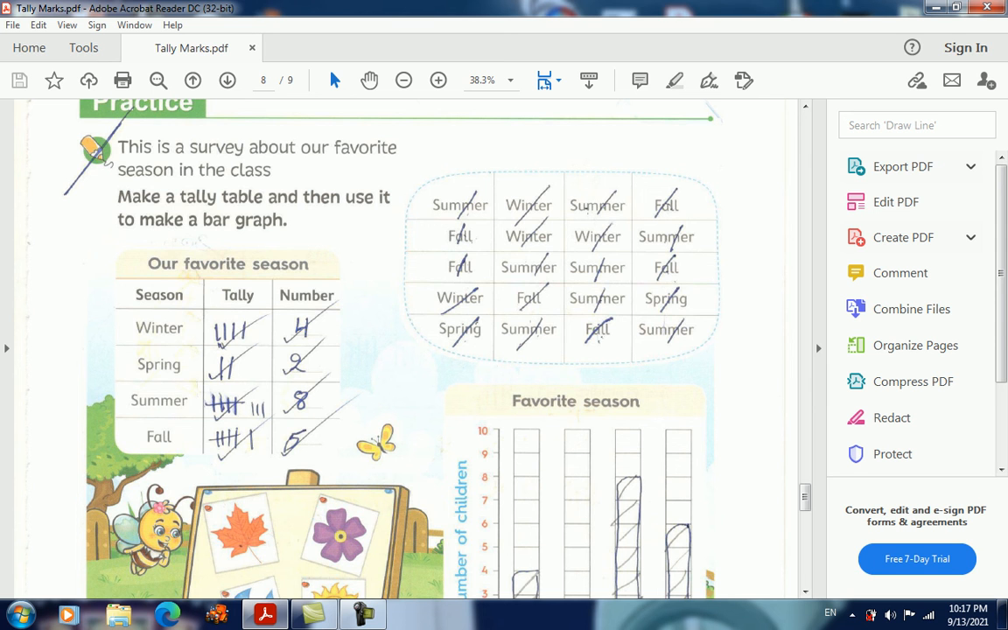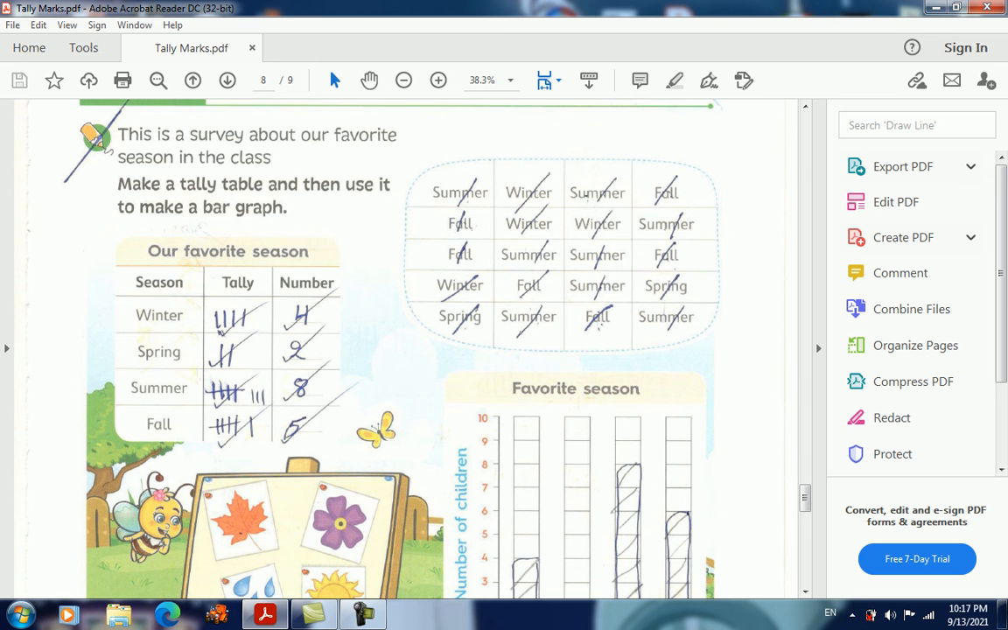We have summer, winter, and that stuff. After I count all the words of winter, I found the winter is repeated 4 times in the table. So I draw 4 vertical lines and then I write the number 4. And for the spring we found there are 2, so 2 sticks and then the number 2. For the summer there are 8, and for the fall there are 6.